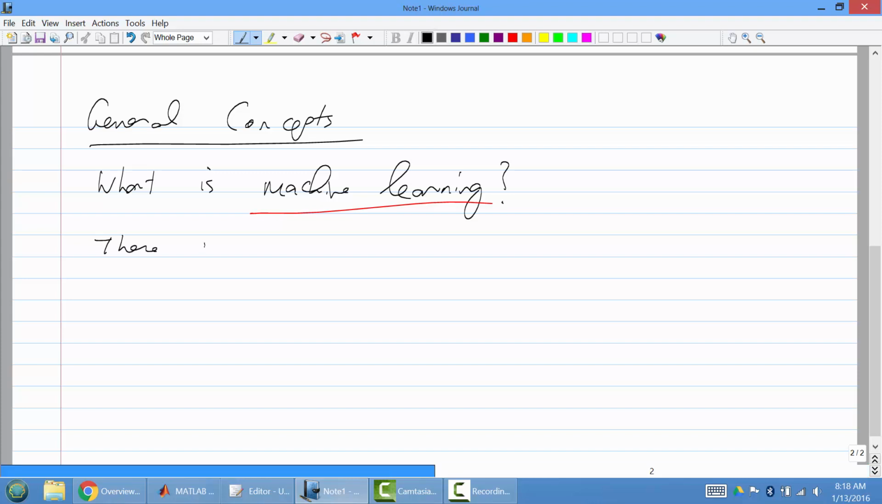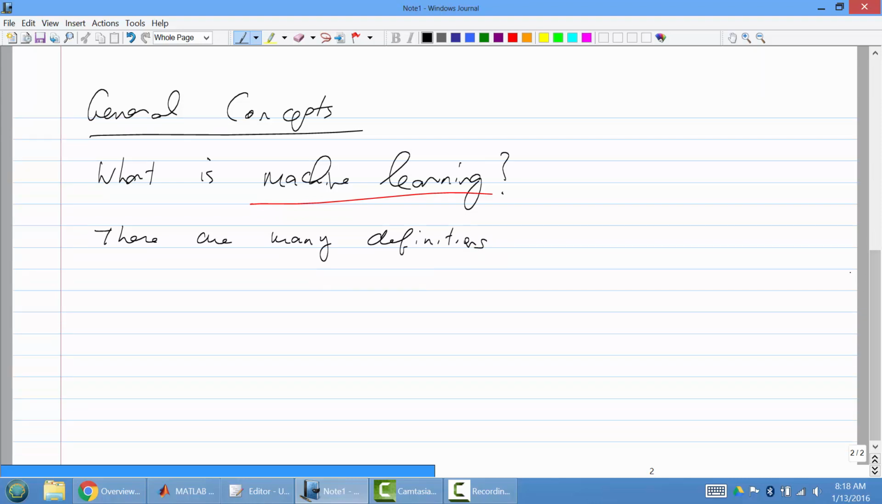So there are many definitions. Oh yeah, by the way, my writing looks like a piece of crap, so if there's something that doesn't look clear, please let me know, and I'll try to write as best as I can, but my writing is pretty much chicken scratch.